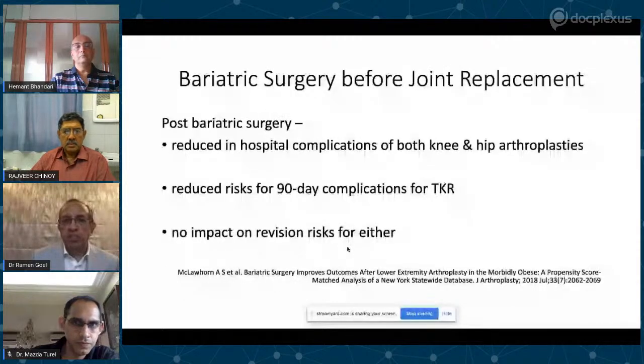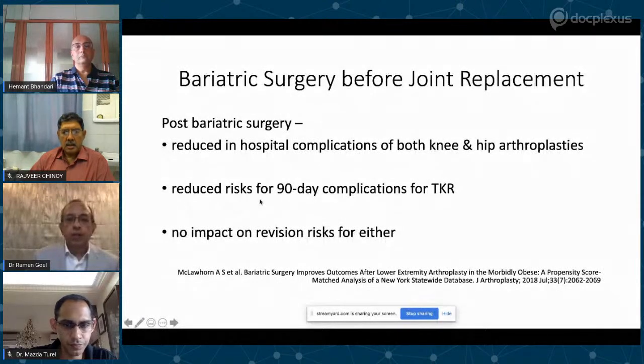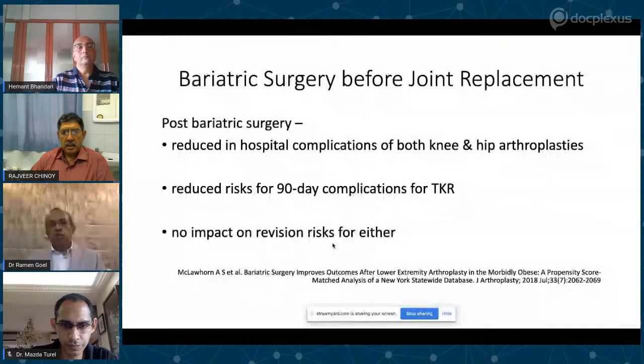Now, post bariatric surgery, there are reduced hospital complications after joint replacement in both knee and hip joints, and reduced risk for 90 days complications for the knee replacement specifically, though there was no impact on revision risk for either the knee joint or the hip joint. So these are some of the evidences that are available, and that shows that, as Dr. Chinoy rightly said, if we delay a surgery, it has a benefit.